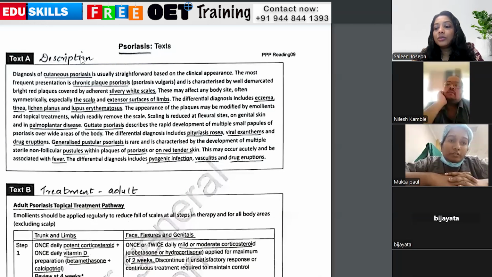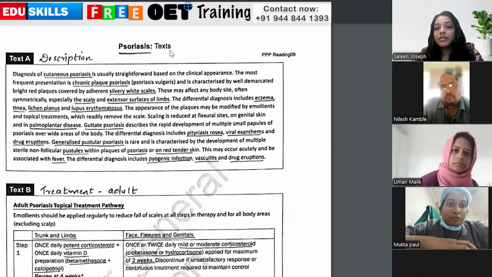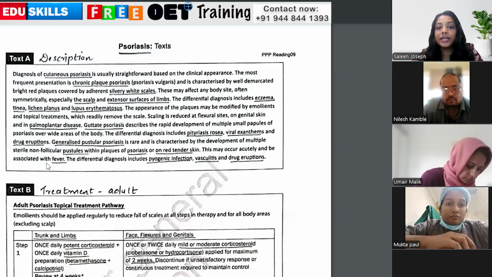When you read the heading, you need to think about that disease condition. Sometimes we don't know all the conditions, right? So the heading is psoriasis, and you have to underline that. Then there is text A. There is no heading at all, so they have given text A, text B, text C, and text D. We will get 4 texts, right?